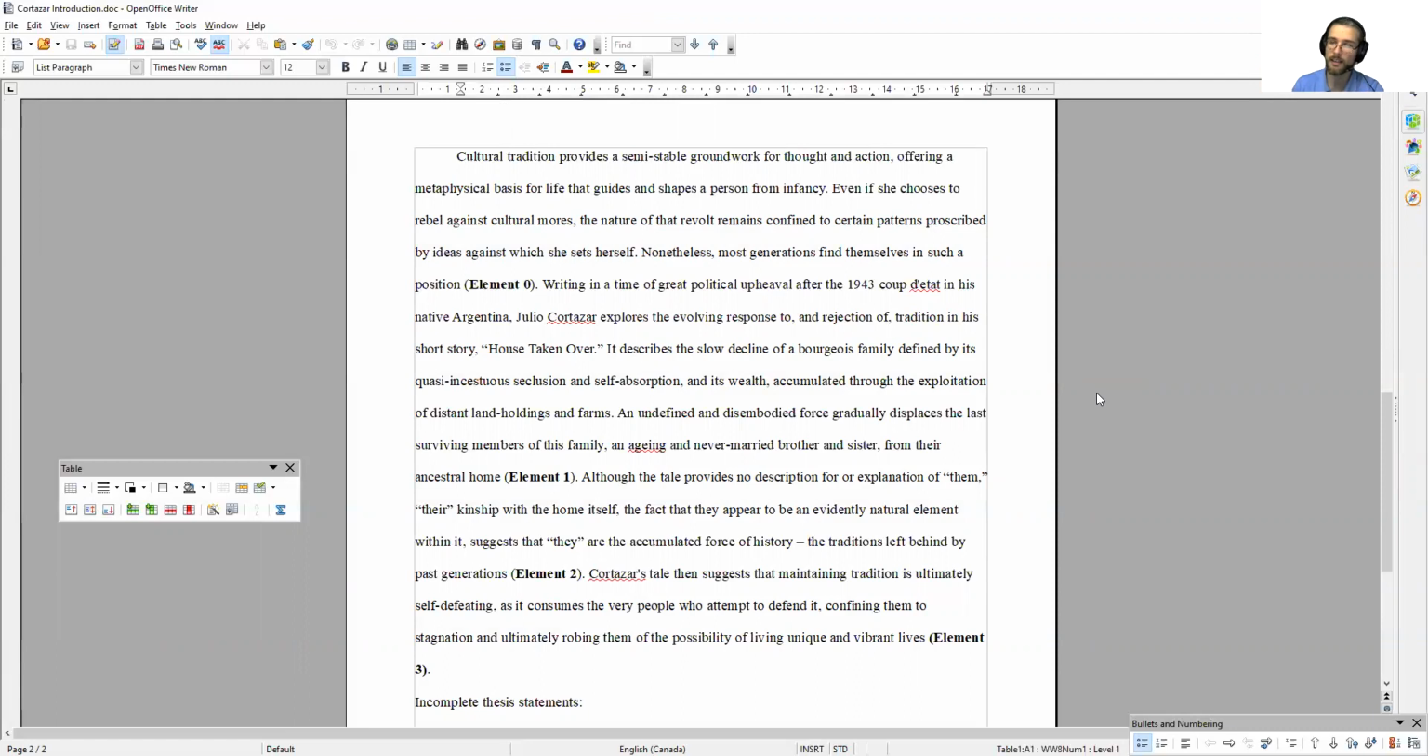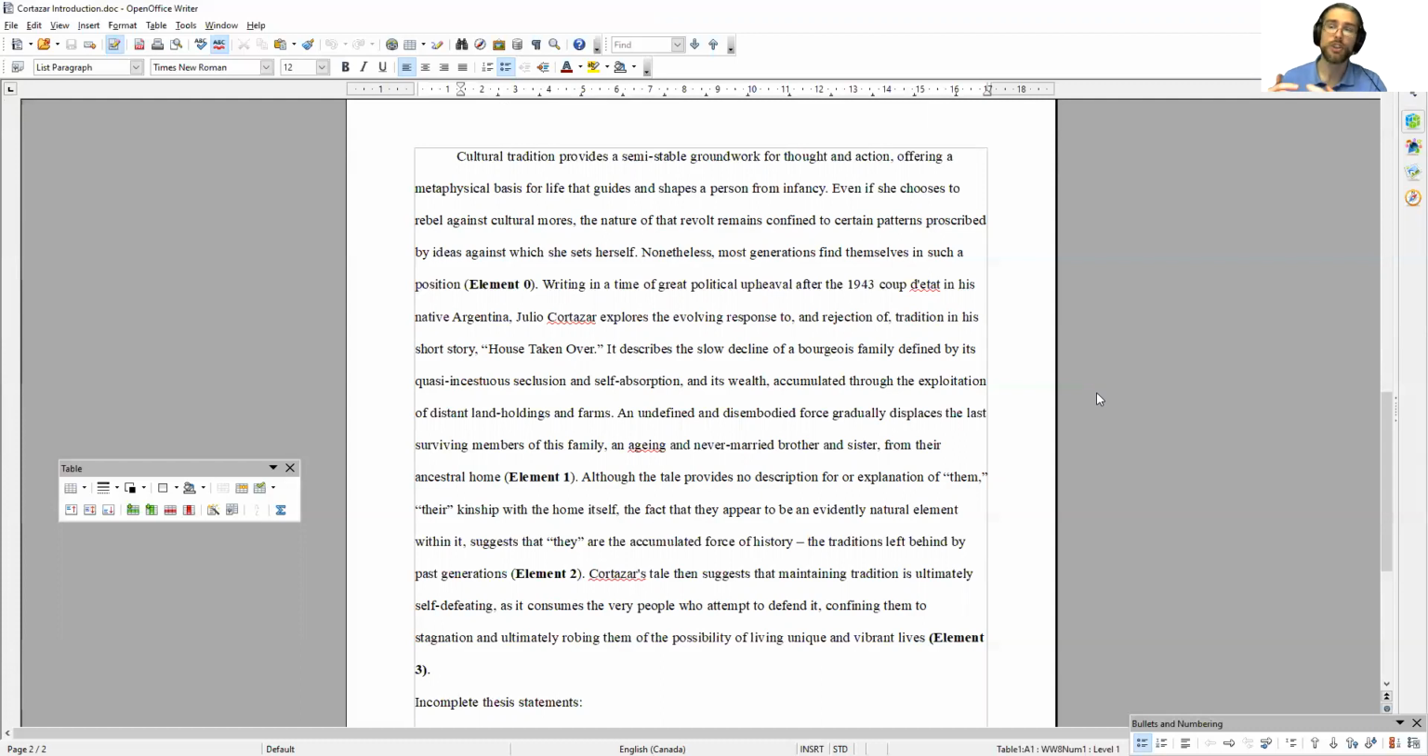The only thing that can allow us to escape those traditions is by, well, forgetting them. Not acting against them or acting in accord with them, but by allowing them to die away into the mists of history. So, a kind of introduction to the general topic of tradition. Doesn't deal with a story yet. It just deals with the major subject that this essay is going to start talking about in relation to House Taken Over.